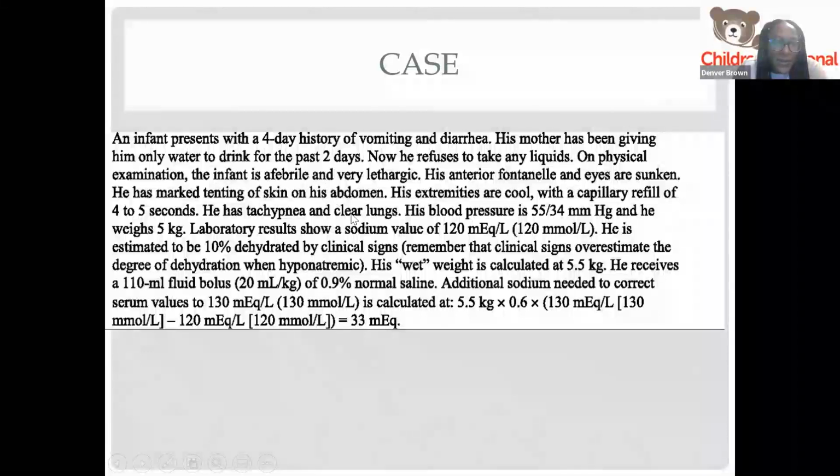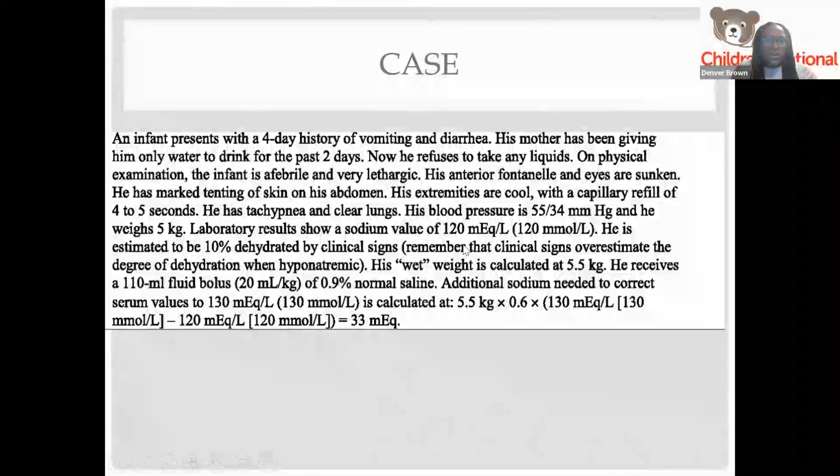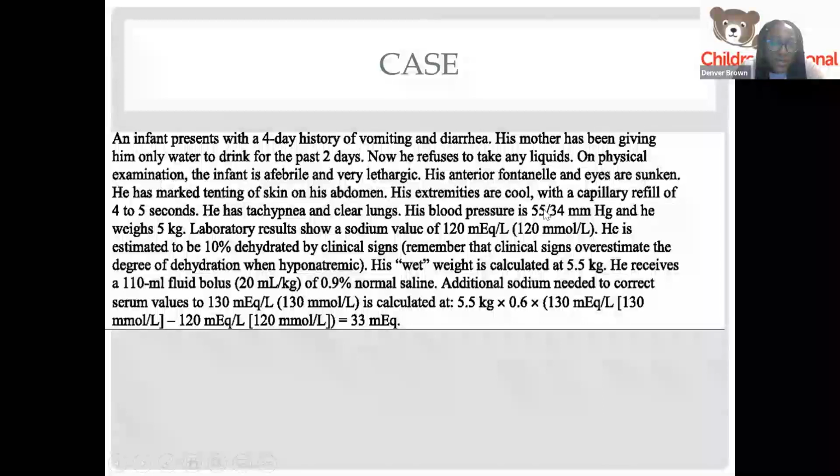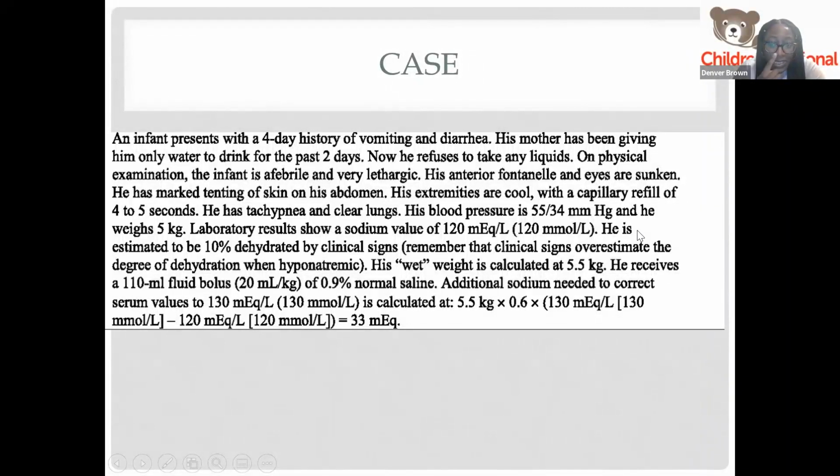On physical exam, he's afebrile but very lethargic. His anterior fontanelle and his eyes are sunken. He has marked tenting of the skin of his abdomen. So we're getting a story for a patient that's dehydrated. His extremities are cool with a cap refill of 4 to 5 seconds. He has tachypnea and clear lungs. His blood pressure is 55/34, so we know that he's hypotensive, and he currently weighs 5 kilograms.